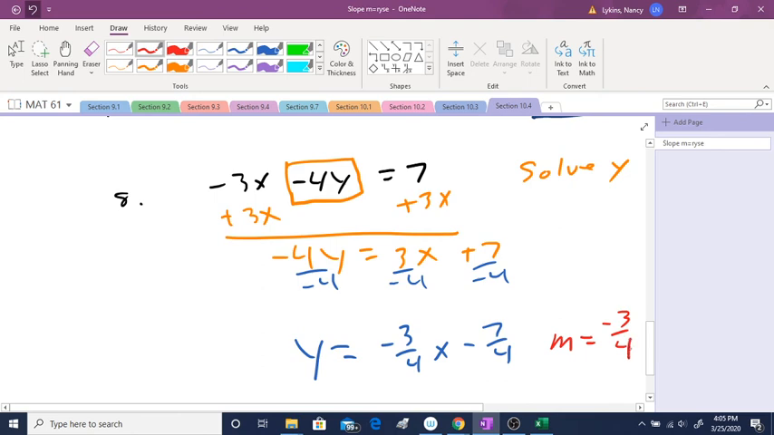So I hope this lesson gives you some different techniques about finding slope, because slope is very important with graphing.